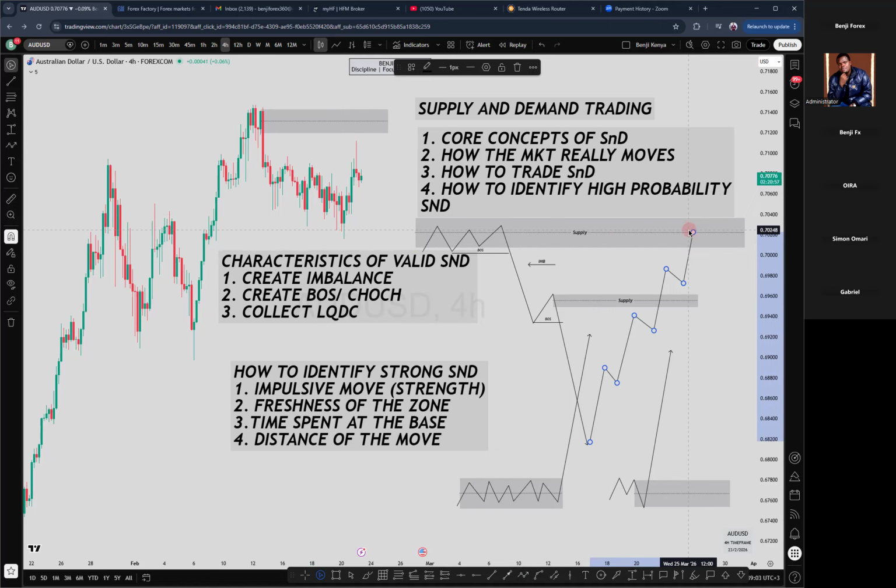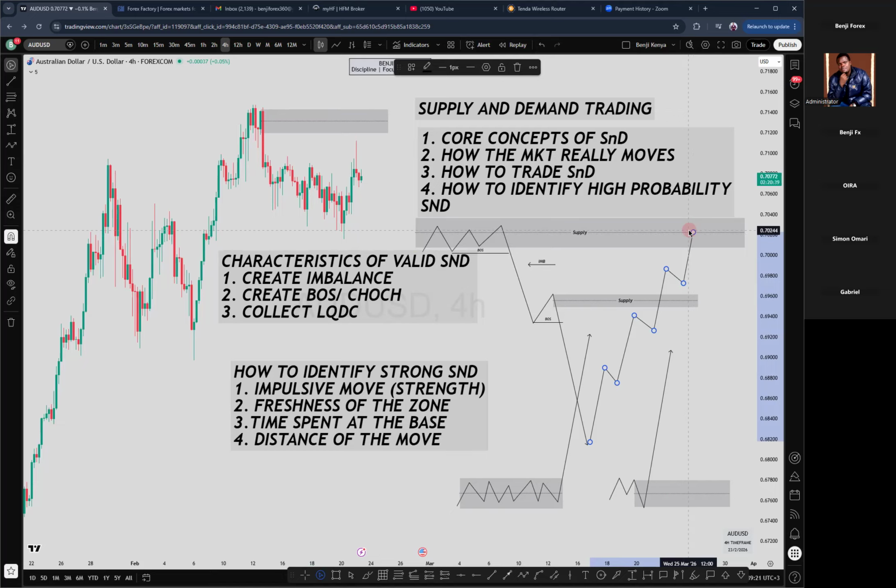So we have 3 types of entry techniques. The first one is the aggressive entry. Then we have the conservative entry. Then we have the sniper pro type of entry. We're going to talk about all of them. Which one do I use? I will share with you on Monday next week, so don't worry more about it.